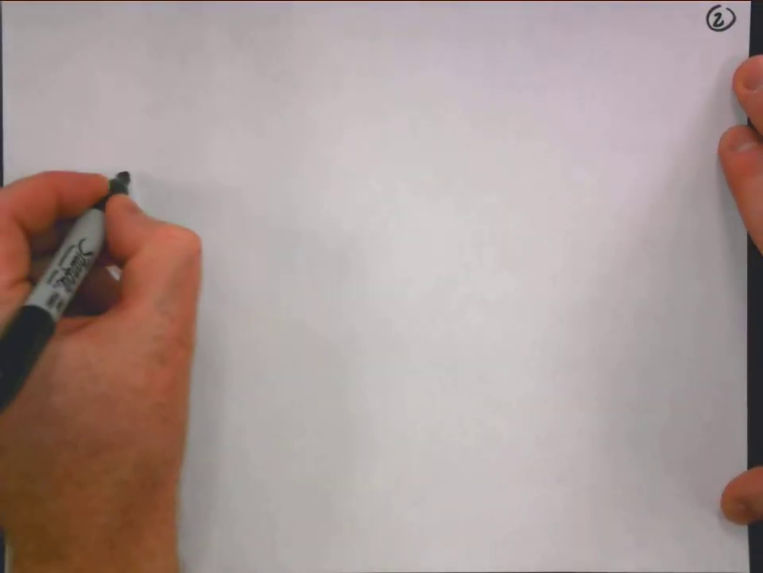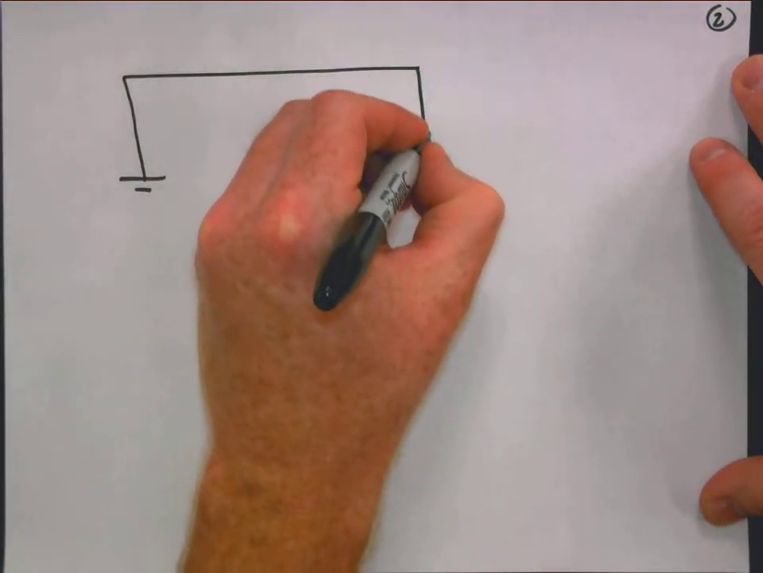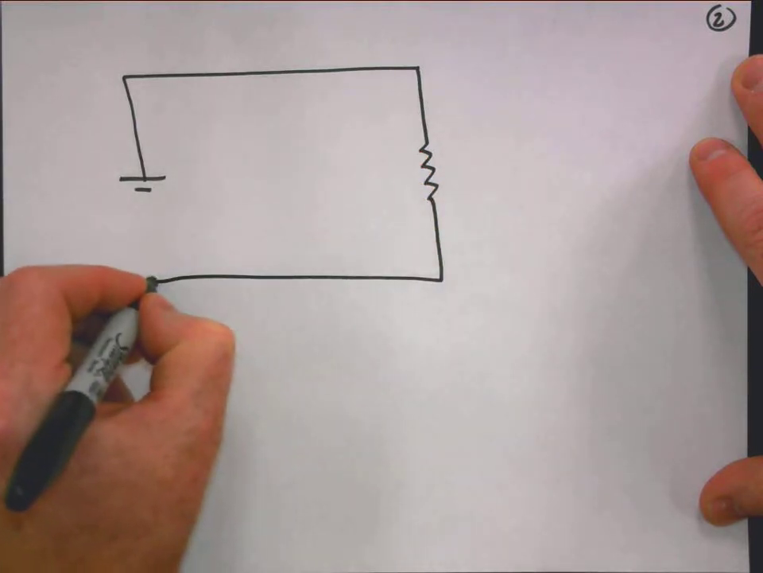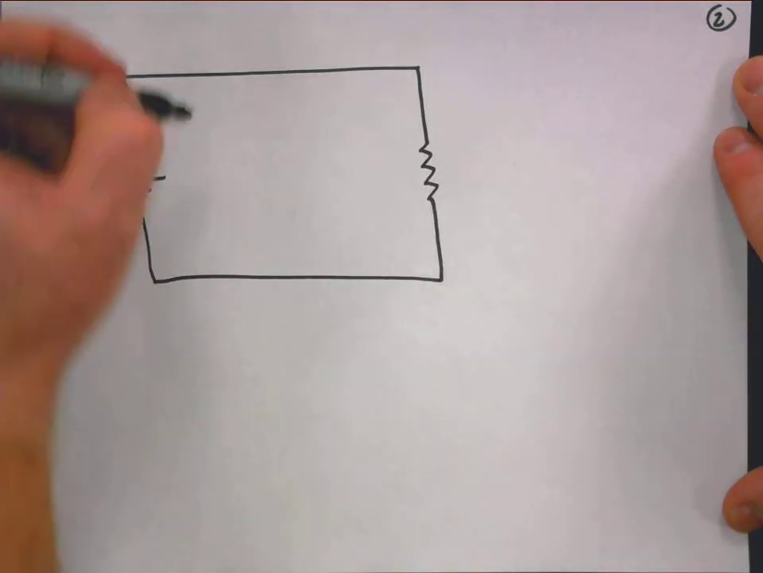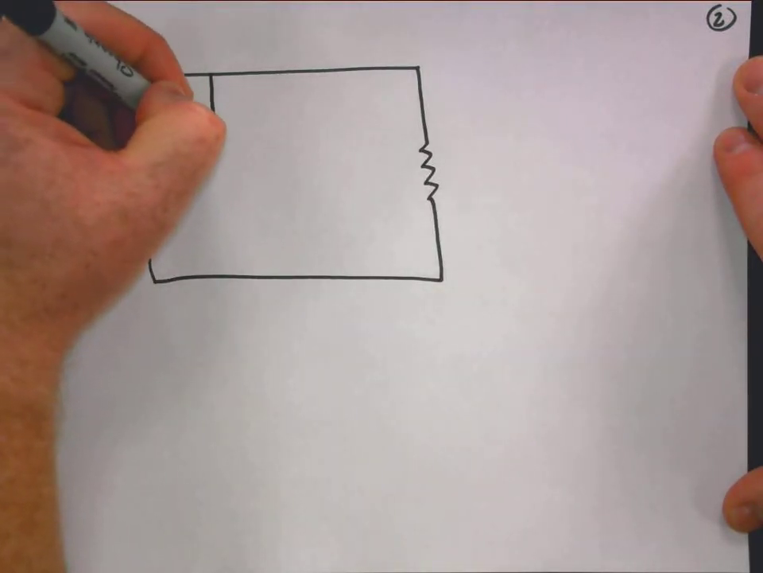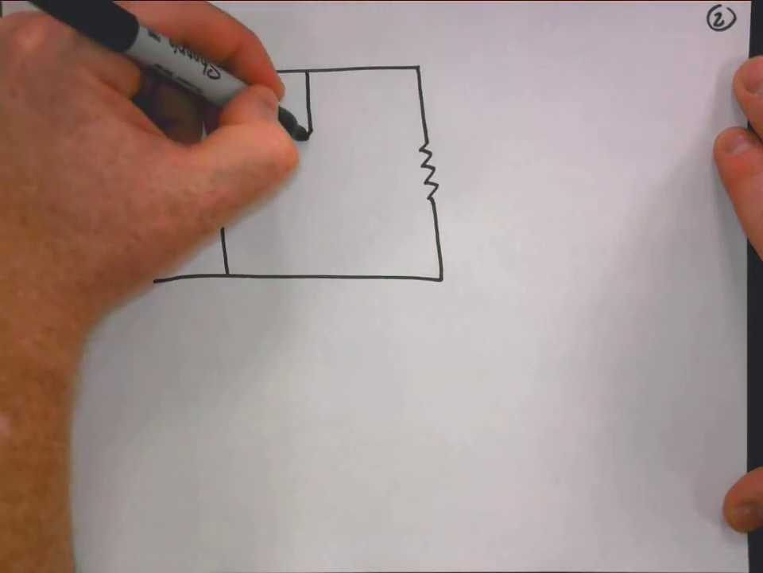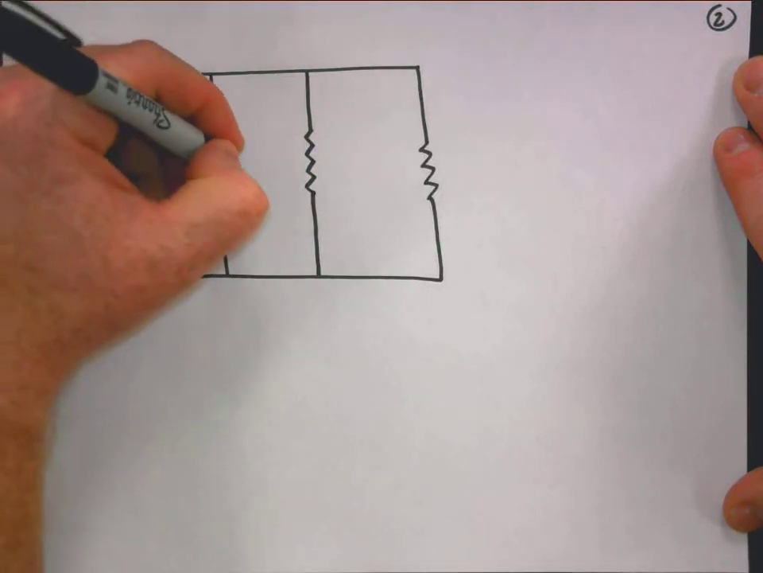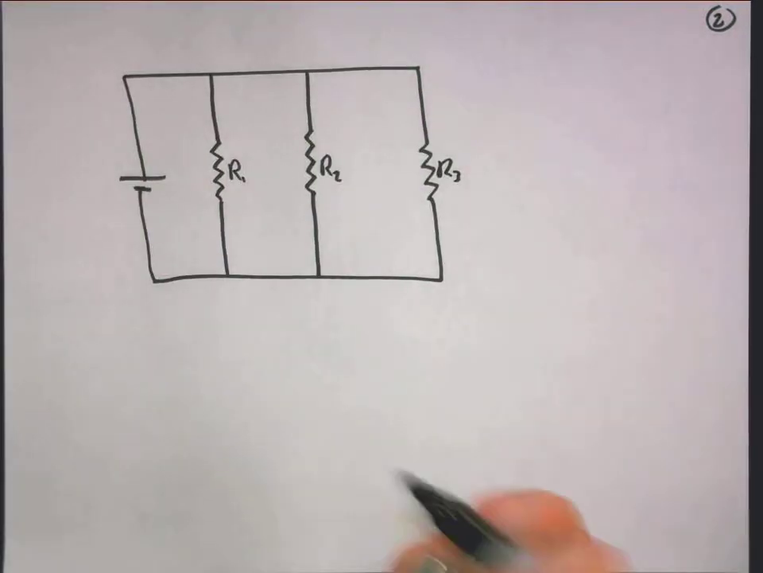Quick redraw. Voltage source. Sometimes it's easier to draw the furthest one first, but that's not going to be R1. There and there. R1, R2, and R3. Okay. So there's several things going on.